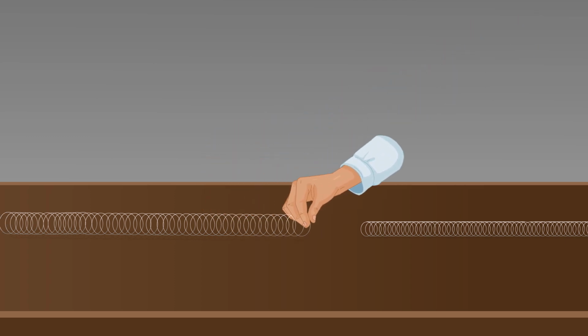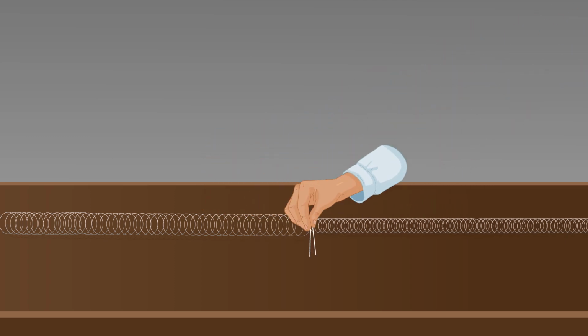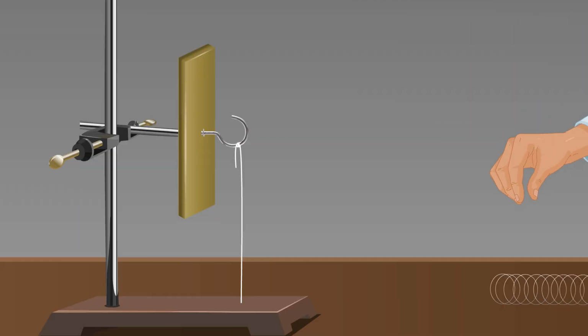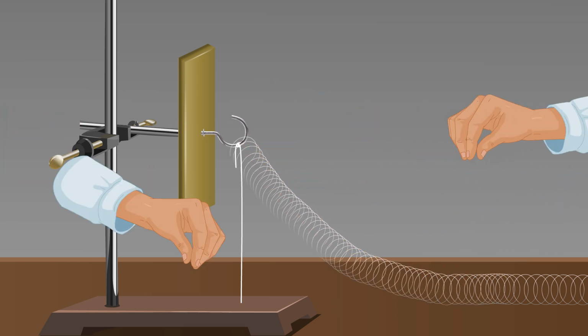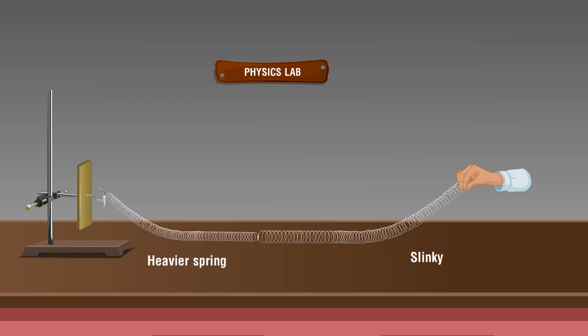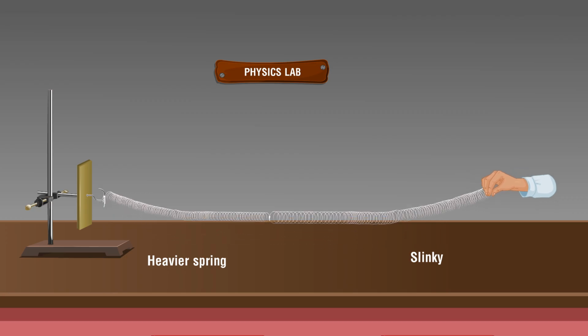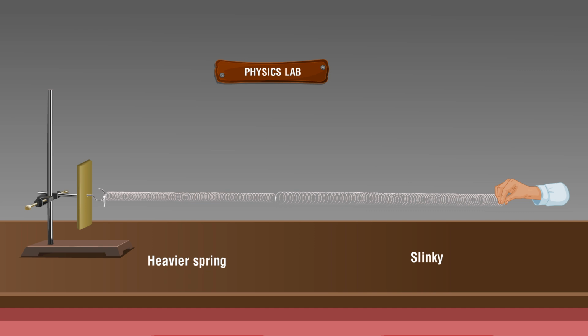Join a helical long spring of high mass to the slinky. Attach the heavier spring to the steel hook. Hold the free end of the slinky. Stretch the heavier spring and slinky. Give a pulse to the free end of the slinky. Observe what happens to the pulse at the boundary of the two media.